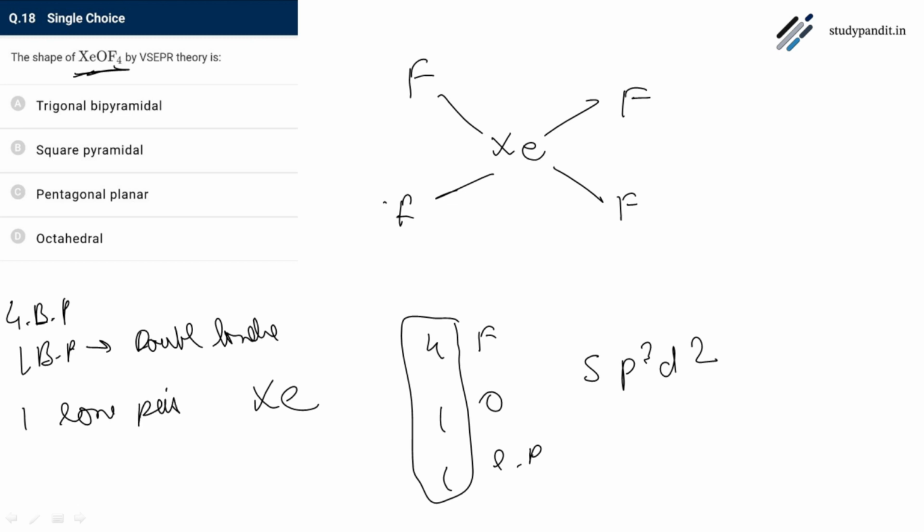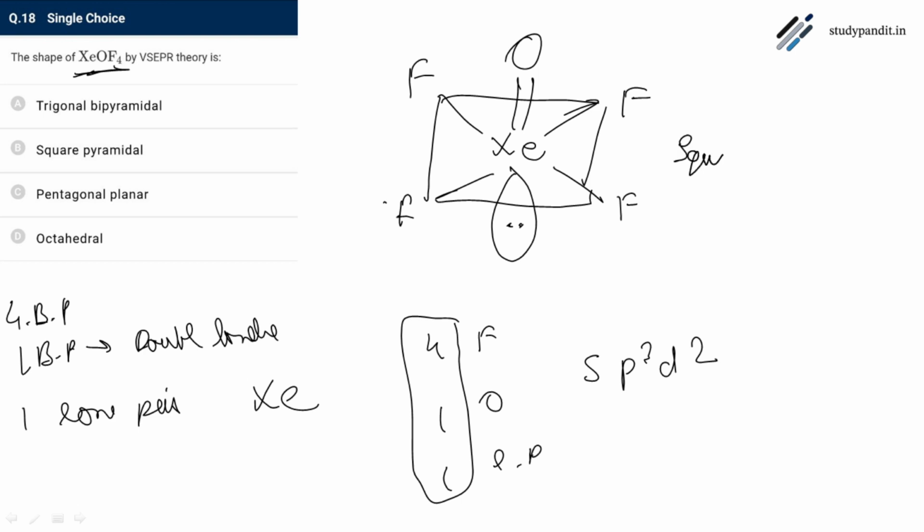In this there are 4 bond pairs, 1 bond pair which is doubly bonded, and 1 lone pair. So the structure will be, these are the 4 F, 1 doubly bonded oxygen and 1 lone pair. So what is this structure? Square pyramidal. It's not bipyramidal because this one is a lone pair and not some element that is bonded with xenon. So the answer is B.